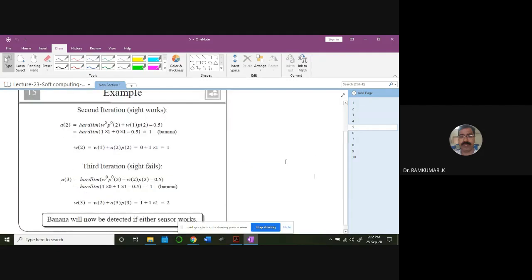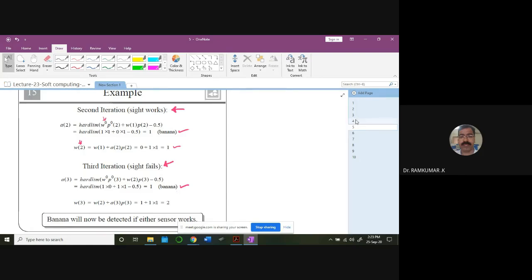Yeah, the second iteration, we need to provide the sight. So we are allowing the network to learn now. Okay, we provide the sight, thereby you are getting banana immediately. So we provide the sight, it means the input P0 is 1, there is an initial weight of 1. So naturally, you are getting the output 1. Okay, so W1 now is getting updated. In the second iteration the weight is updated, so it's going to become 1. Okay, now the third iteration, even though the sight fails, what happens? You are in a position to find out it is banana. Can you see the logic of how we are working this out?